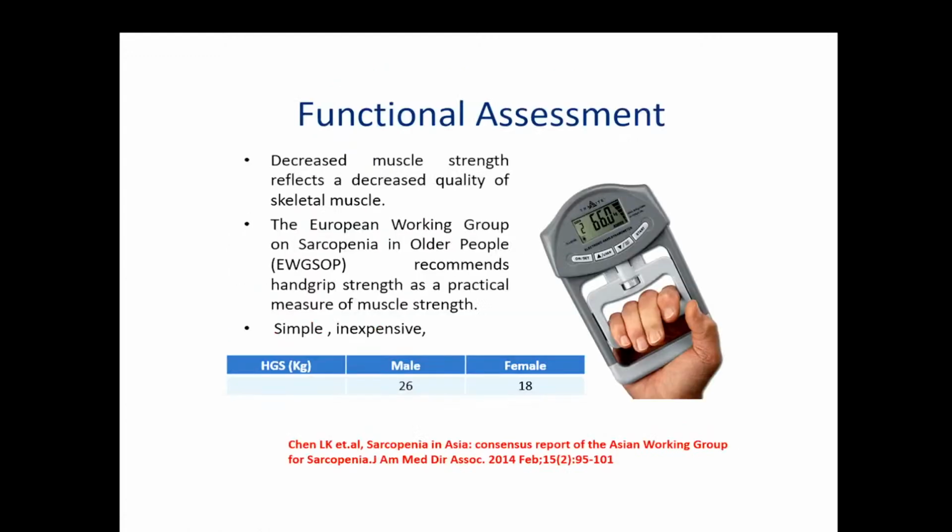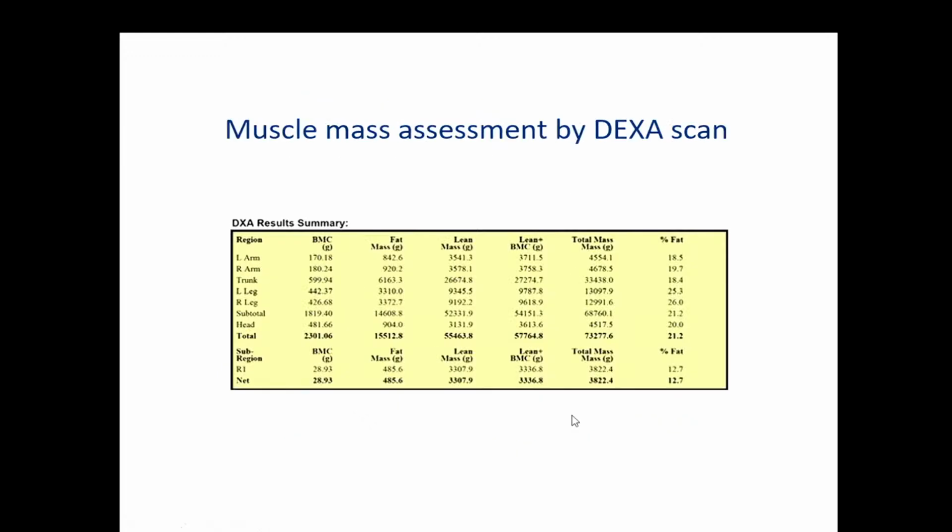And therefore what we need is, you look at the hand grip strength, and this is very easy with the handheld dynamometer. You can have it in your OPD. And these are the cutoffs which are proposed for males and females to tell us about the impairment.